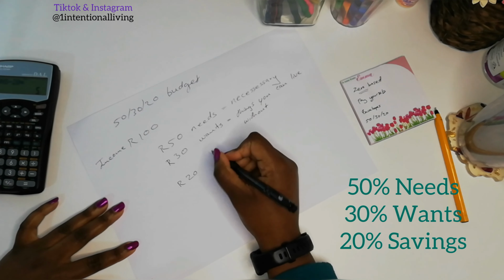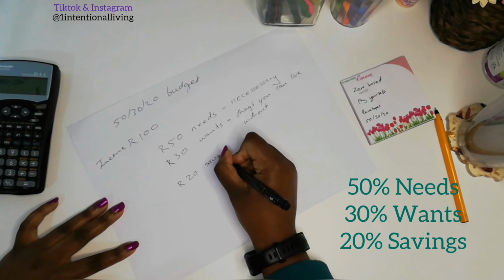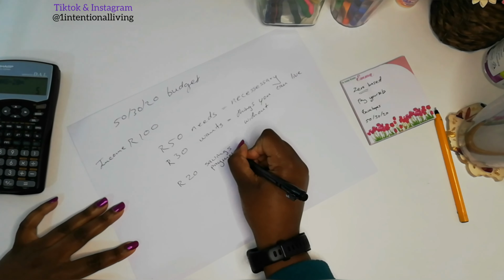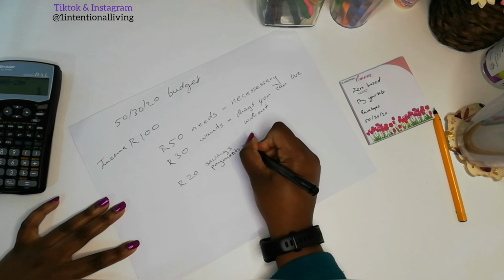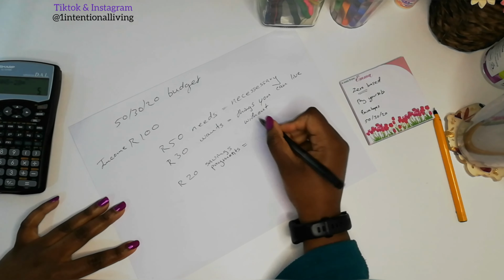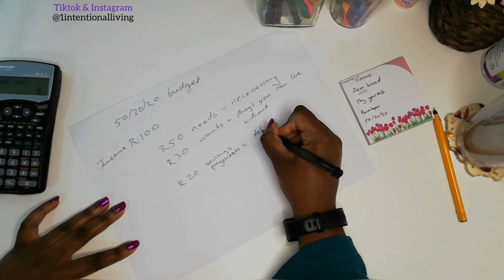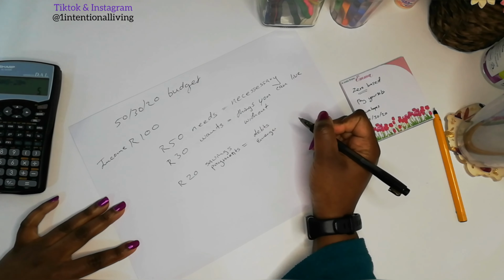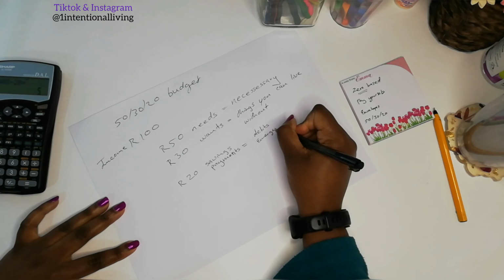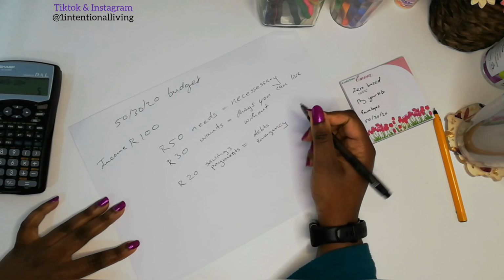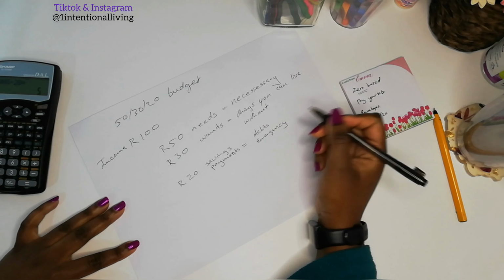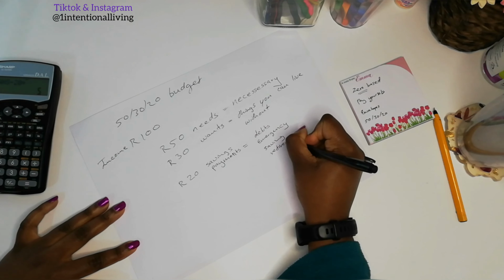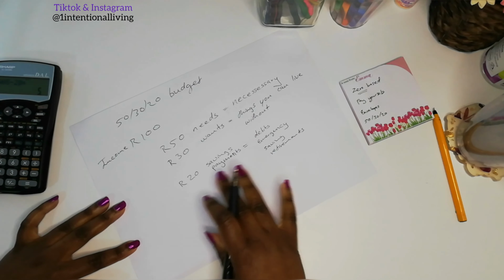And then you have your 20 Rand for your savings and payments, ne? Yeah. Because savings and payments are part of the things that you must forever do. So it's like your debts, your emergency fund. I can't spell emergency. Wow, emergency. Oh, I can't finish emergency. Okay, your emergency fund, your other savings, your retirement, all those things come here.